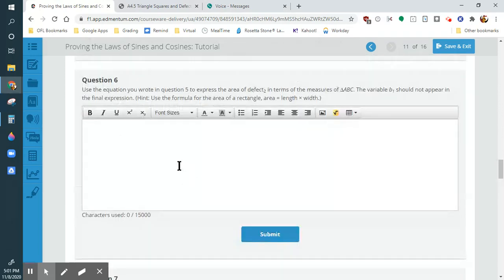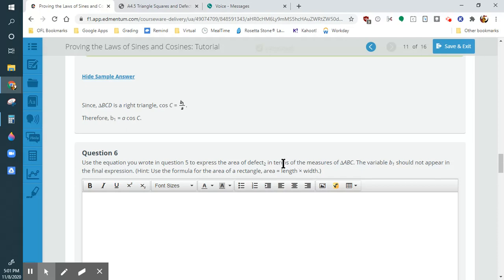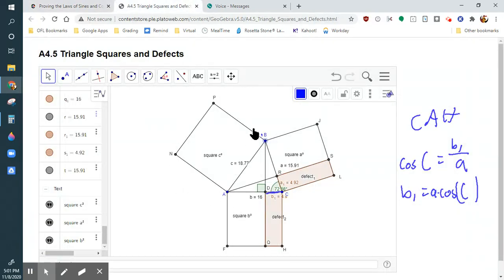I'm sorry. So use the equation you wrote. I understand why they're doing it though, because if you guys don't type it in yourselves, you'll probably skip the slide. So the variable B1 should not appear in the formula. So write the formula you wrote in part A, in terms of triangle ABC, with the variable B1. Write the equation you wrote. Oh, okay, for triangle ABC.